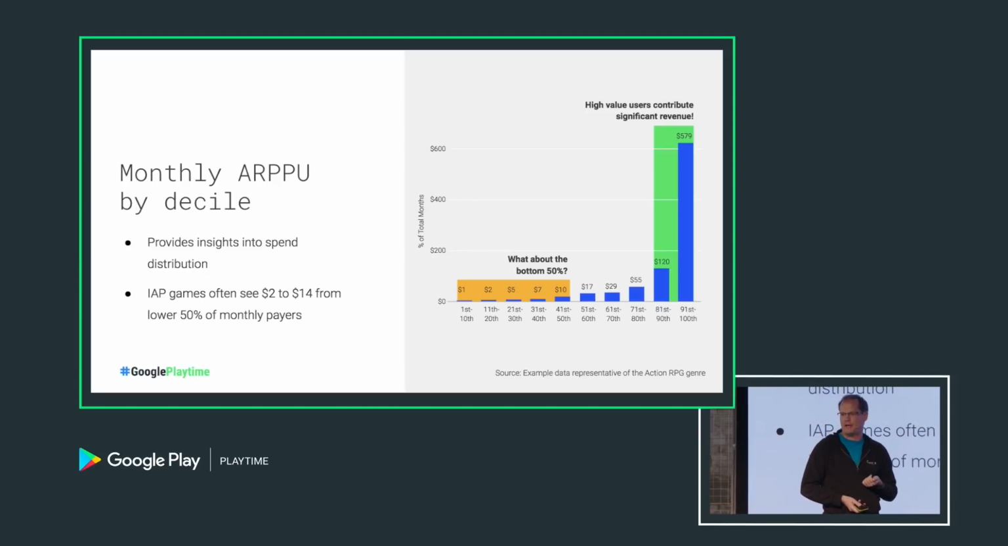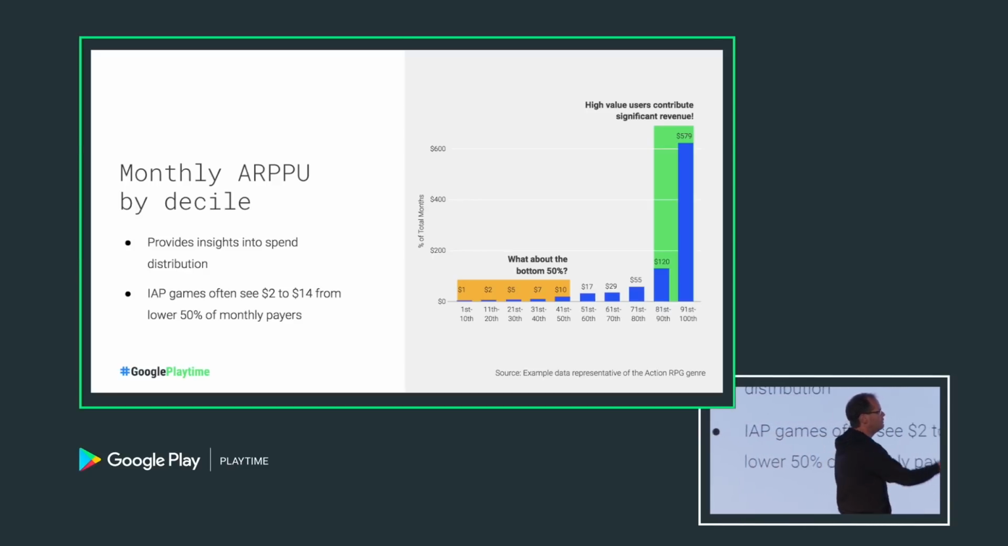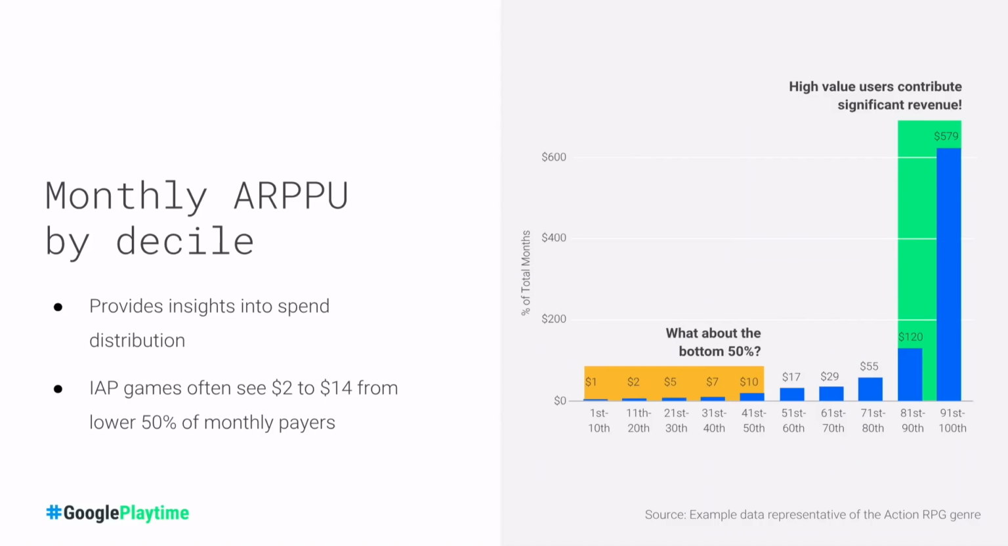What I'm going to talk through in these slides is an example of a fairly typical action RPG. And what you can see is the top decile, the people who paid the most, paid $579 on average in a month. It's a pretty good amount. The second best decile, $120 a month. So this example game falls into that 80-20 rule. Most of their revenue is coming from the highest paying users.